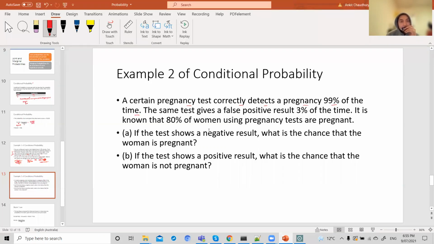Okay. So now we need to find, if the test shows a negative result, given our test, what is the chance that the woman is pregnant? The woman is pregnant given the test shows a negative result. We need to calculate this. First, the probability that the test shows a positive result. What is the chance of the woman not being pregnant but showing a positive result? This we need to find out.